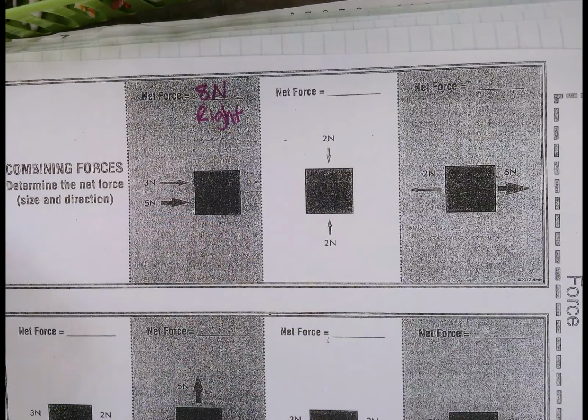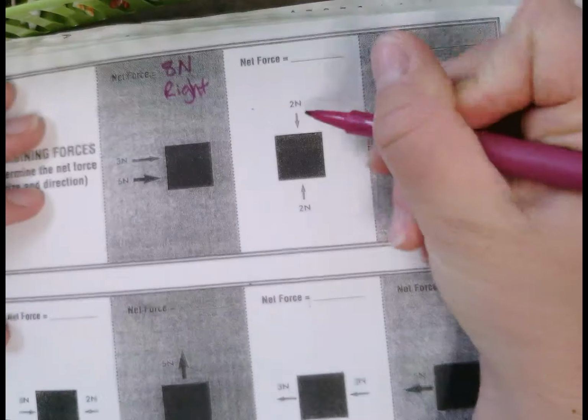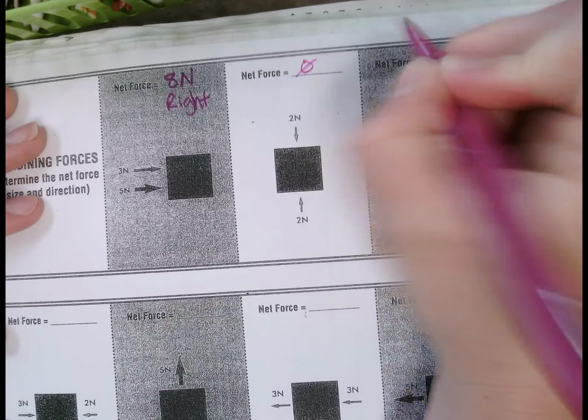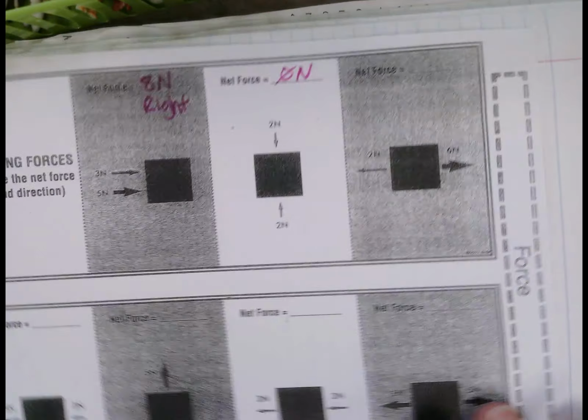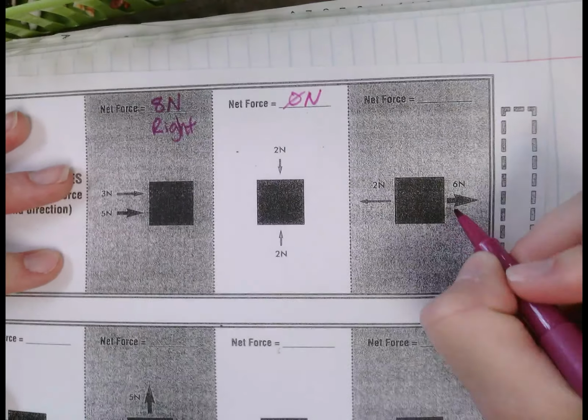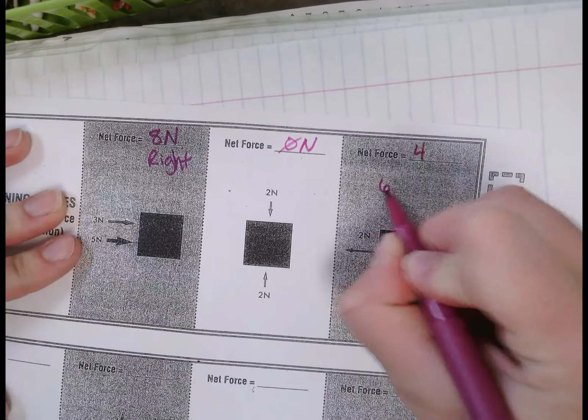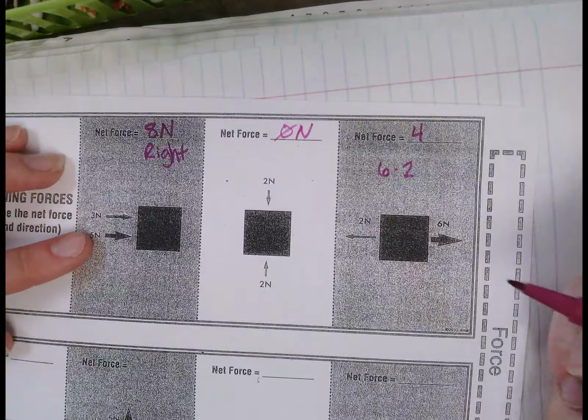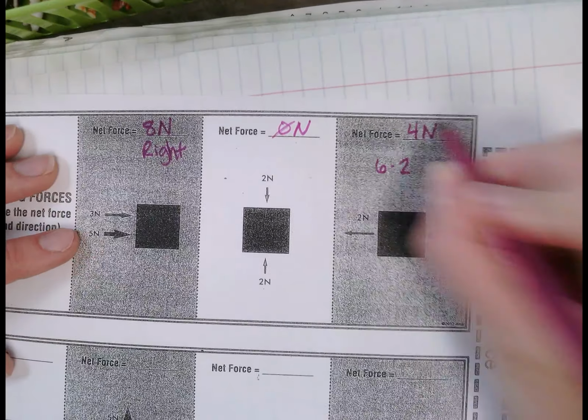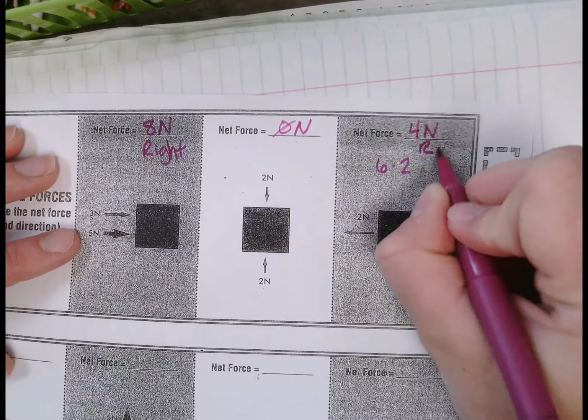All right, so double check your answers with mine. We have 2 newtons down, 2 newtons up. It's going to be a 0 force. They're canceling each other out. It's not moving anywhere. This one, 6 to the right and 2 to the left. This is going to be a total of 4 because you're doing 6 minus 2, since they're going in opposite directions. It's going to be 4 newtons to the right.